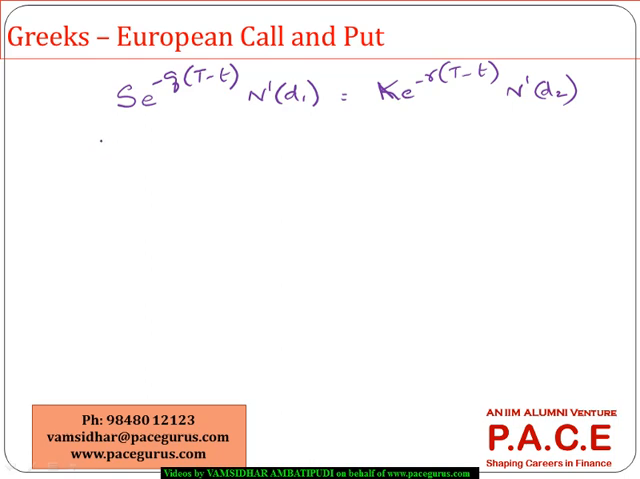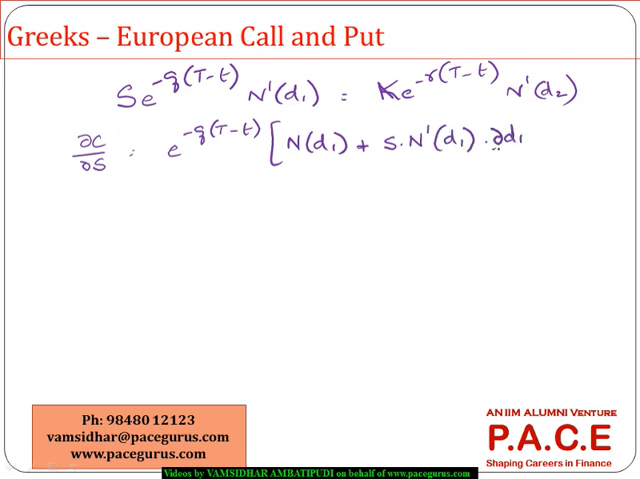So from that perspective, now let's go back to finding out the delta, dou C by dou S. Now we can easily make out what is dou C by dou S. I will take e power minus q T minus t, if I take out N of d1, plus S times N dash d1 times dou d1 by dou S, minus K e power minus r T minus t N dash d2 dou d2 by dou S.